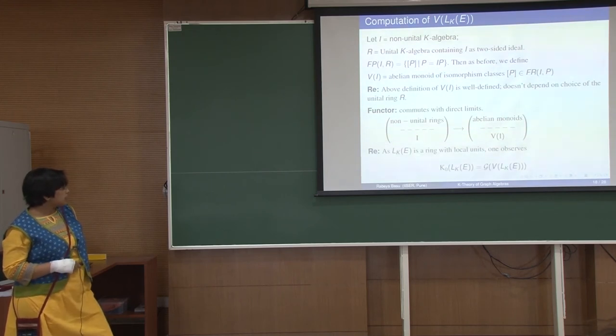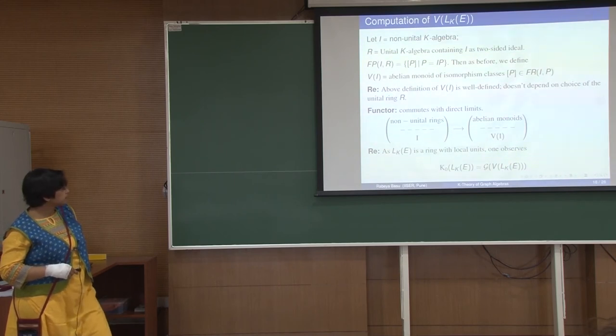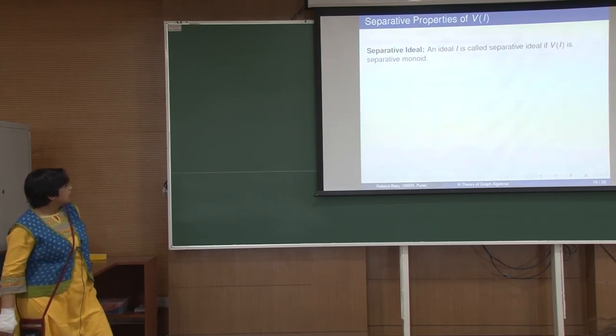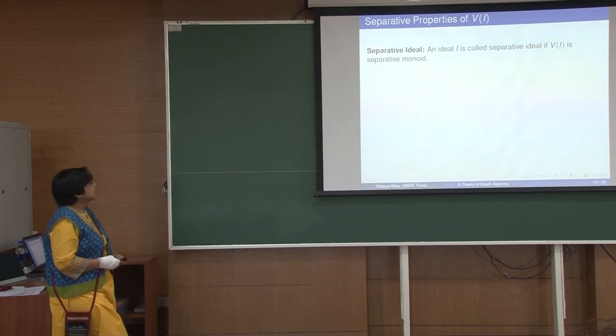As L_K is a ring with local units, one observes that K_0(L_K(E)) is the Grothendieck group of V(L_K(E)). Here, replace I by L_K(E). An ideal is a separative ideal if V(I) is a separative monoid.